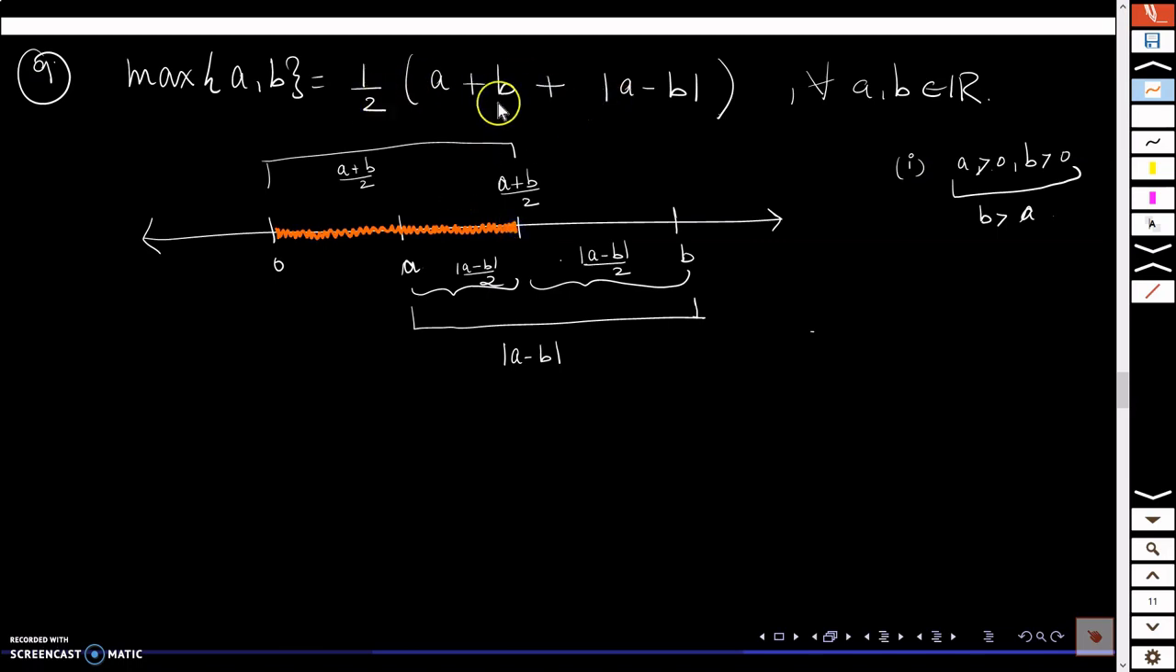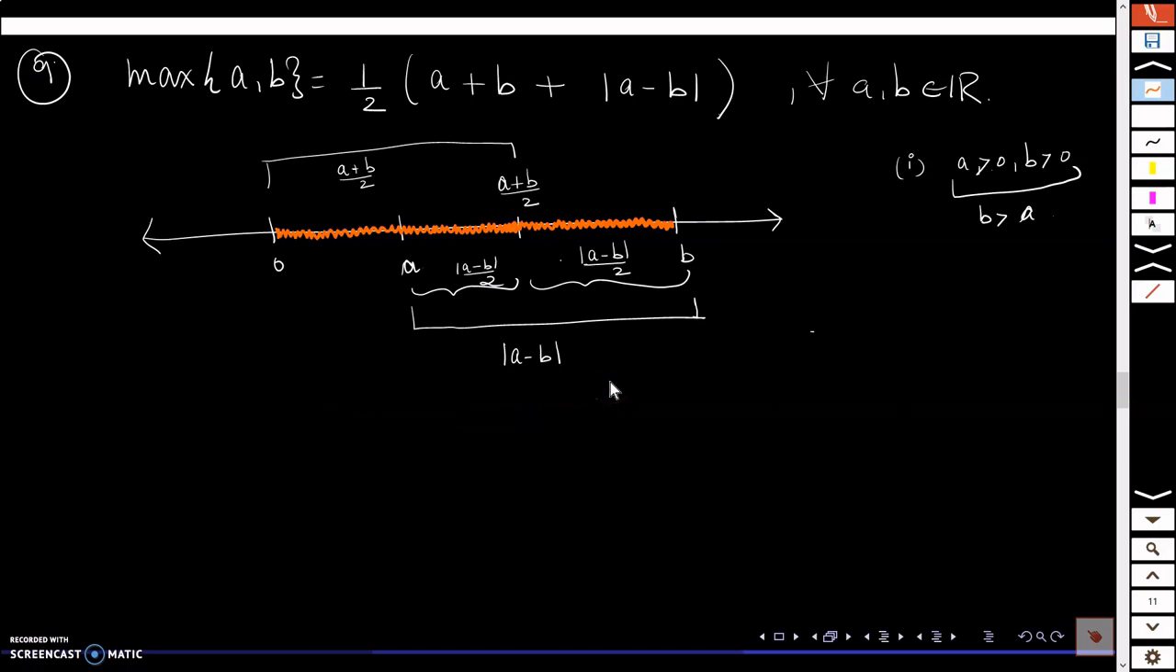And if you distribute the half to this, half times modulus of a minus b, then I know that this distance which I've marked here, from here to this point, is actually modulus of a minus b by 2. So that is this distance. So finally what I'm getting, the right hand expression, turns out to be the distance between 0 and b, and that's exactly b, which was our left hand side, right? So this is what the expression is saying geometrically.